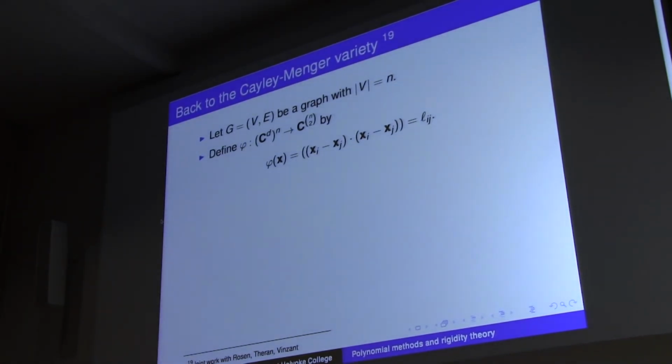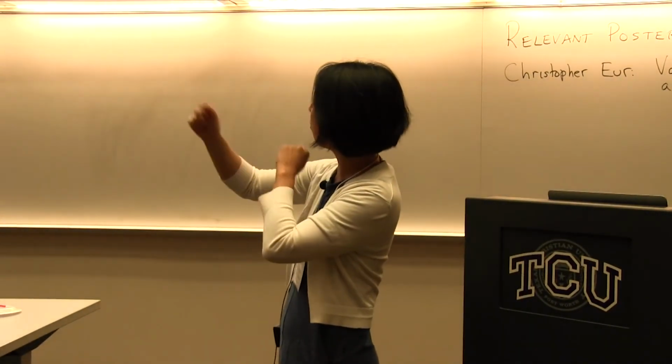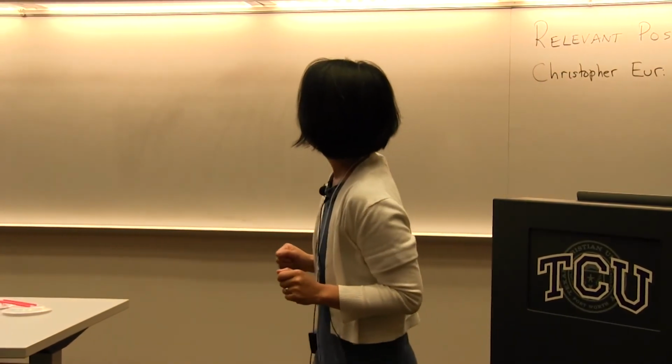But this is another point, though, where people, especially people interested in real algebraic geometry, can play a big role in rigidity theory. Because a lot of the theorems that people are proving using algebra, of course, only hold over the complex numbers. So I'm going to get a map phi from joint space. So I'm embedded in like C^D. So I have D coordinates per joint, n joints, to C to the n choose 2, which is the space of all pairwise distances.